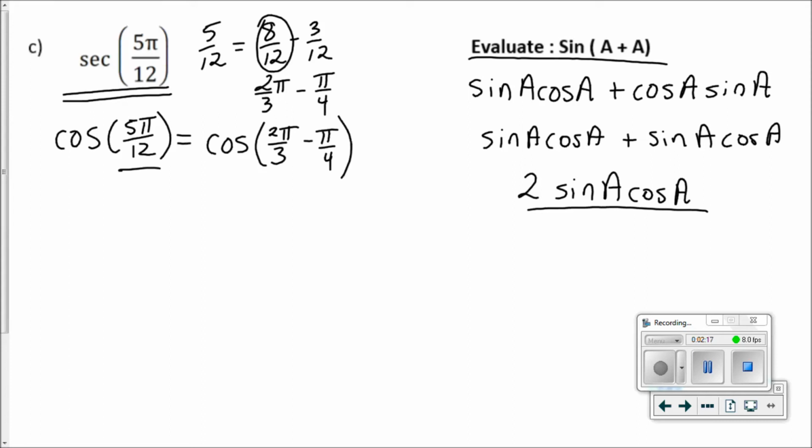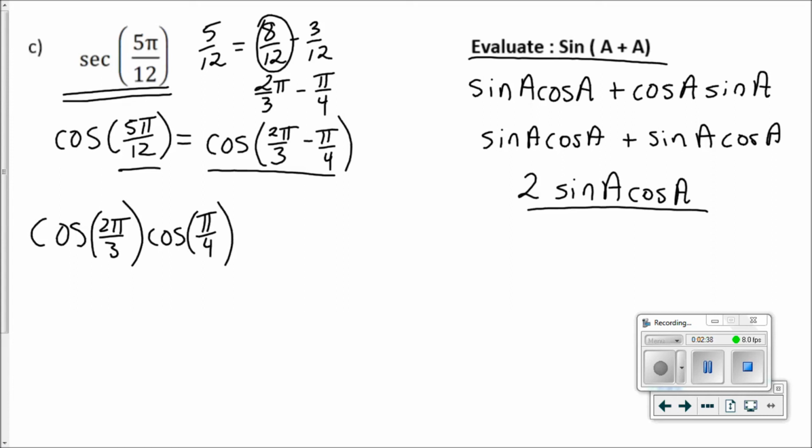And if I turn my attention to the formula sheet for the identity for cosine of a difference, then I get something that looks like this. Cosine A, which is 2 pi over 3, cosine B, which is pi on 4, plus sine A, sine B, which is pi on 4.